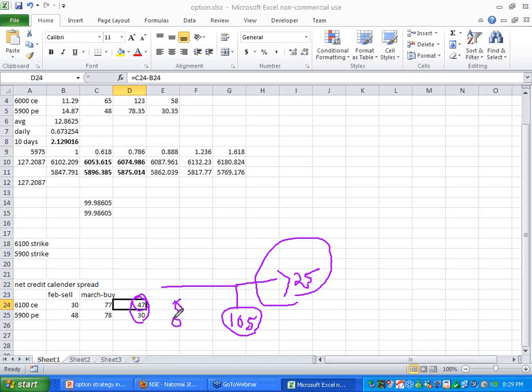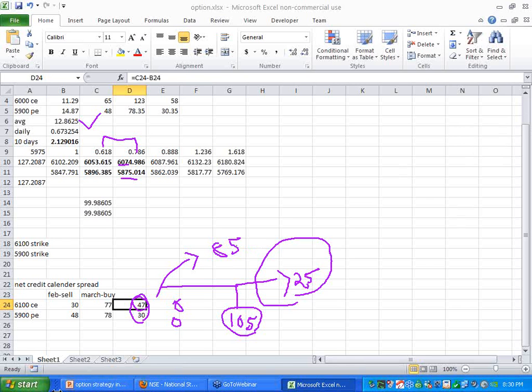If this consolidation continues, then you will benefit. If the Nifty by the end of this settlement cycle is nearing 6075 or 5875 level, in either case, while maintaining this low volatility condition, this 47 and 30 spread may go to 80 to 85 level. So this is the net credit calendar spread.